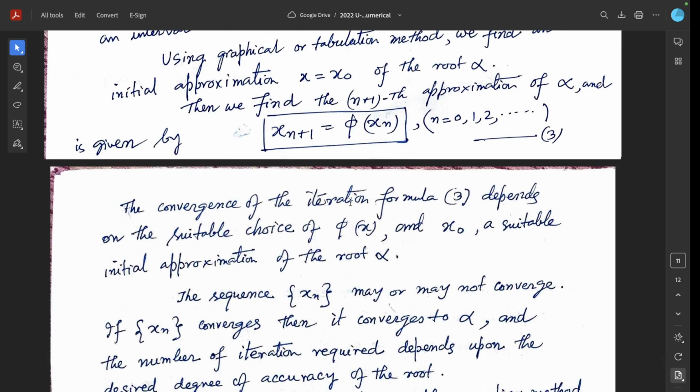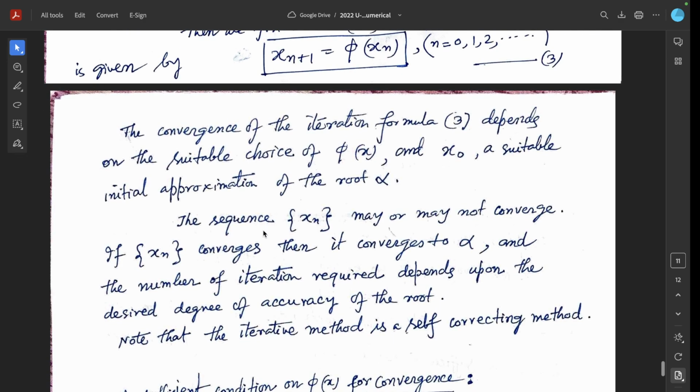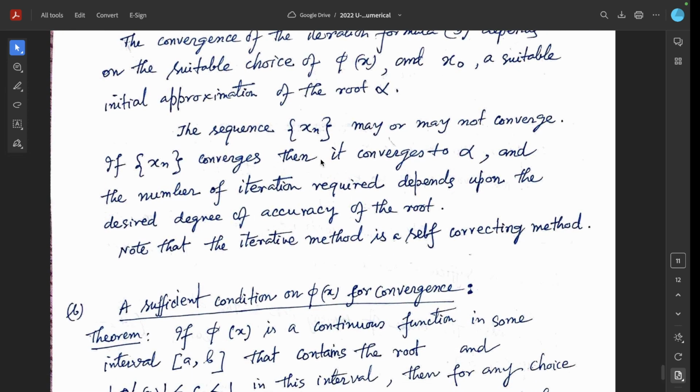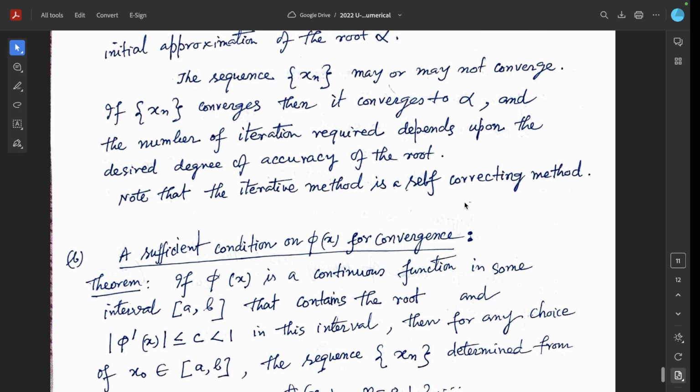The convergence of this iteration method depends on the suitable choice of phi x, and x0 being a suitable initial approximation of the root alpha. The sequence x n may or may not converge. If the sequence x n converges, then it converges to alpha, and the number of iterations required depends upon the desired degree of accuracy of the root. Note that the iterative method is a self-correcting method.